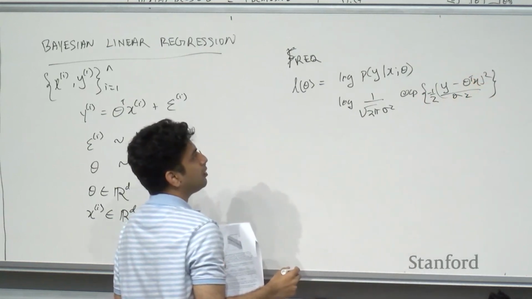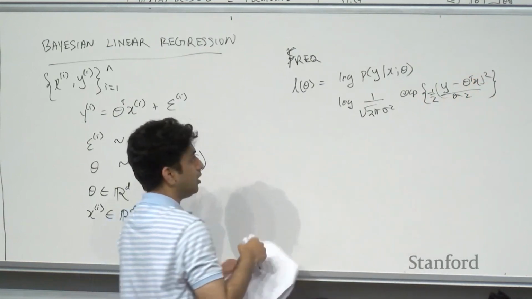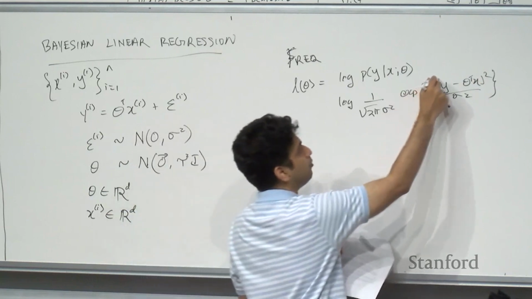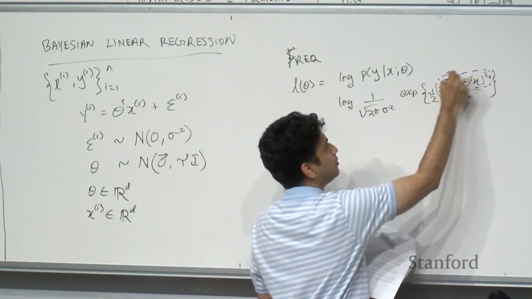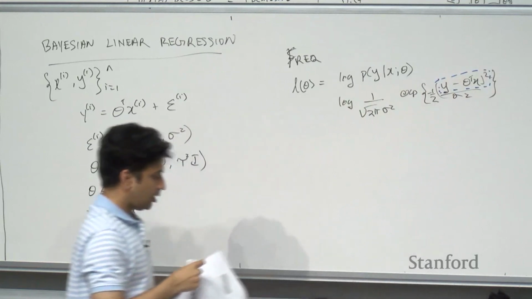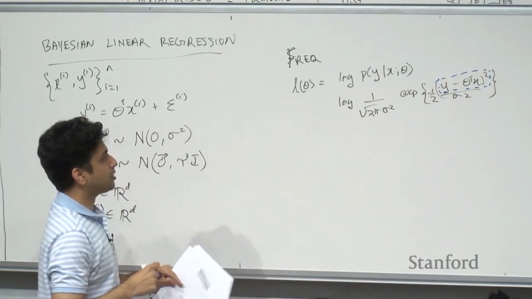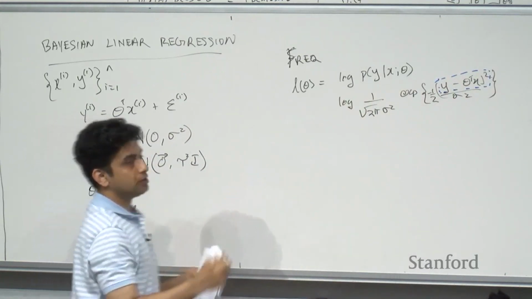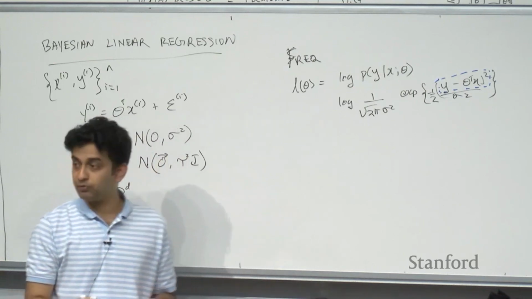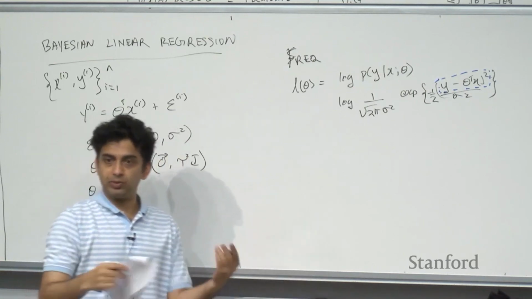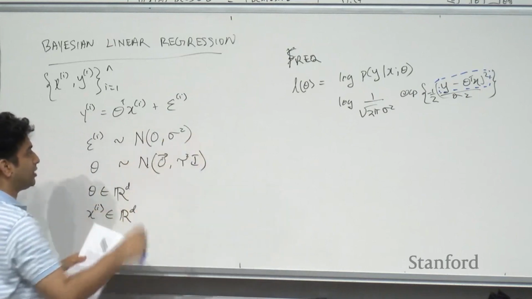And essentially it boils down to just the square term. Everything else just cancels out or becomes a constant factor, and we end up getting the square loss function, right? So performing maximum likelihood was like minimizing least squares. So that was the frequentist setting.